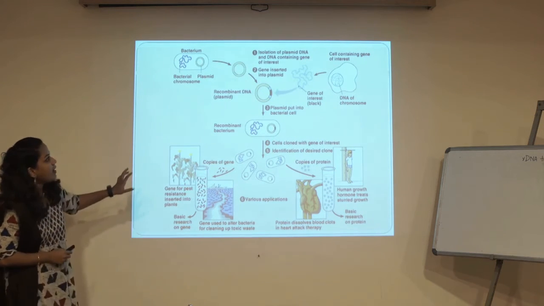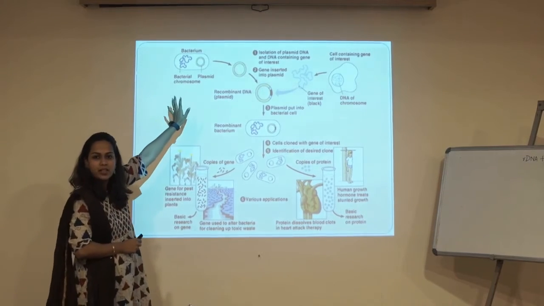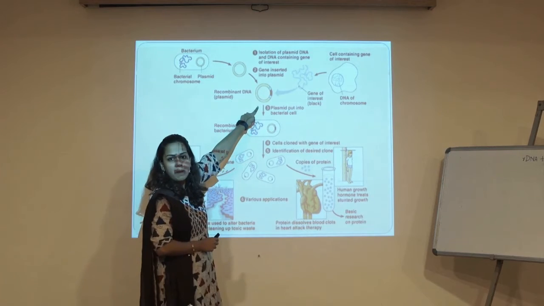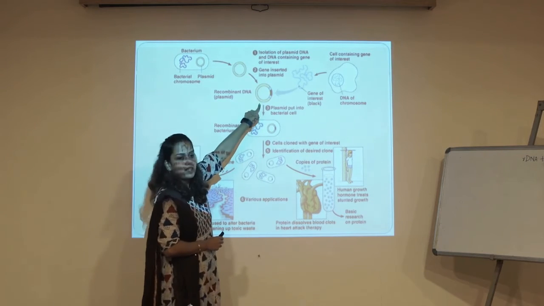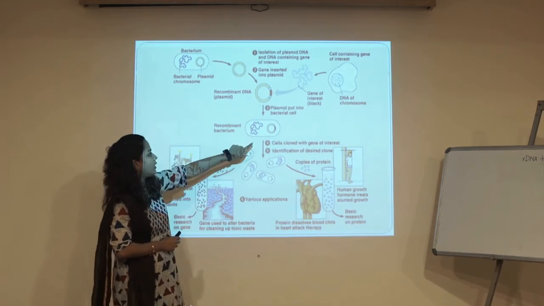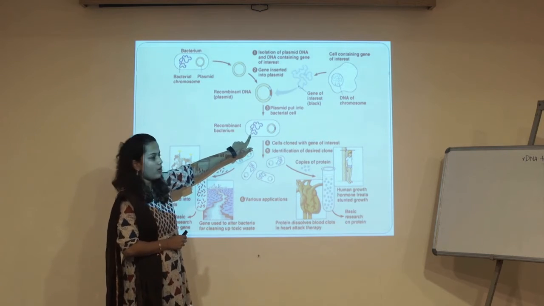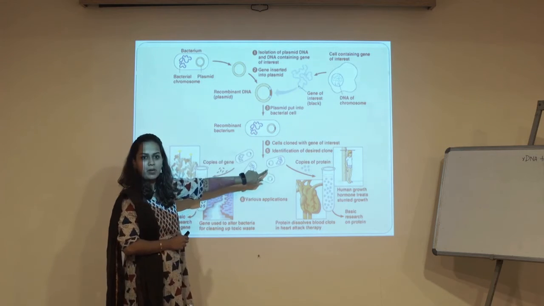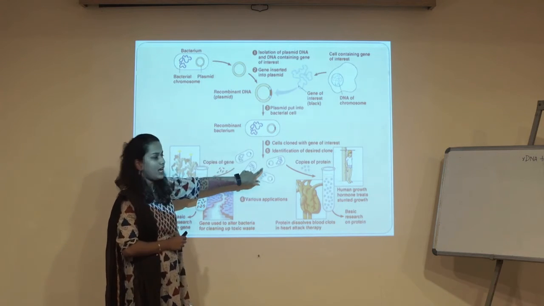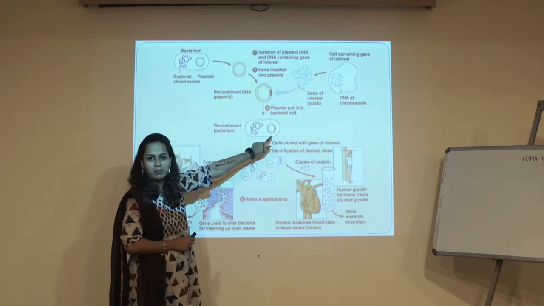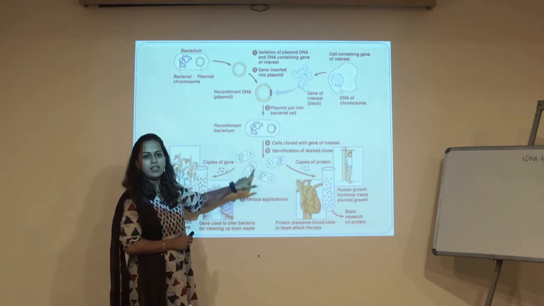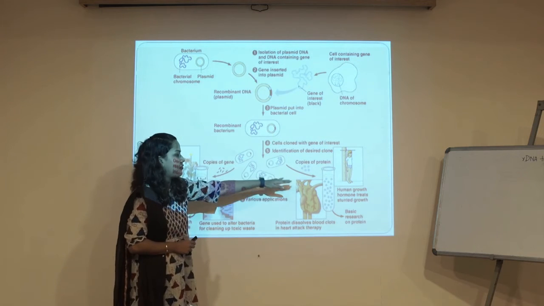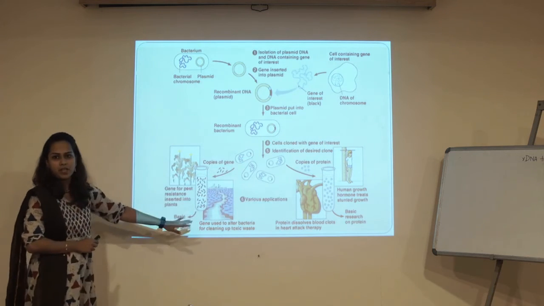Here we have isolated the gene which we are interested in. That gene is then inserted into a plasmid. That plasmid is taken and then inserted into a bacterium, which is also called the host. This host then replicates, and because of the replication of the bacterium, ultimately the DNA that is inserted in the plasmid is also getting replicated, and then this recombinant DNA can be further used for various applications.